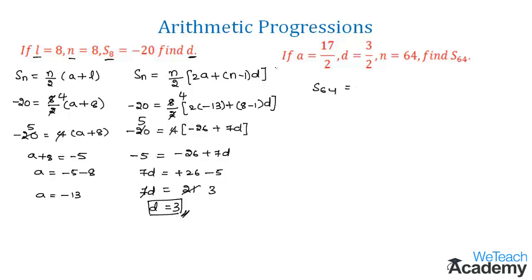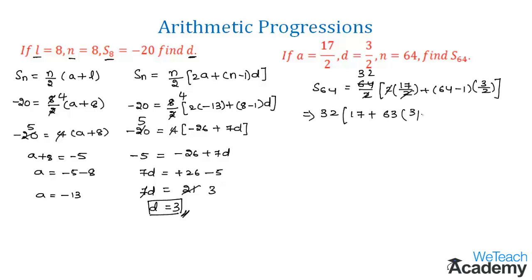Here the n value is given as 64, so let us write over here 64 divided by 2 into (17 divided by 2 plus (64 minus 1) into d, which is nothing but 3 divided by 2). So that implies, on simplifying, we get here 2 1 time is 2 and 2 32 times is 64. So we get here 32 into, and here we can cancel our 2 and 2, so we get here (17 plus 63 into 3 divided by 2).